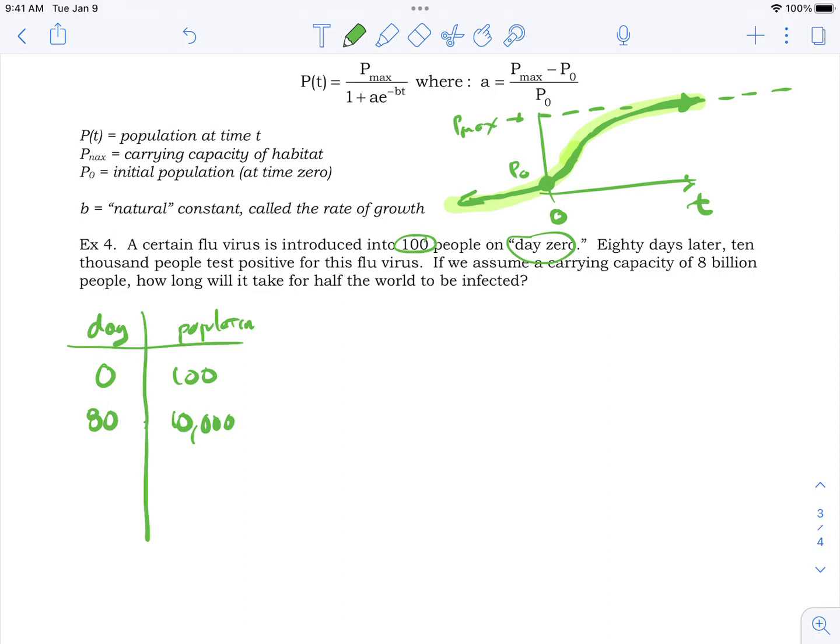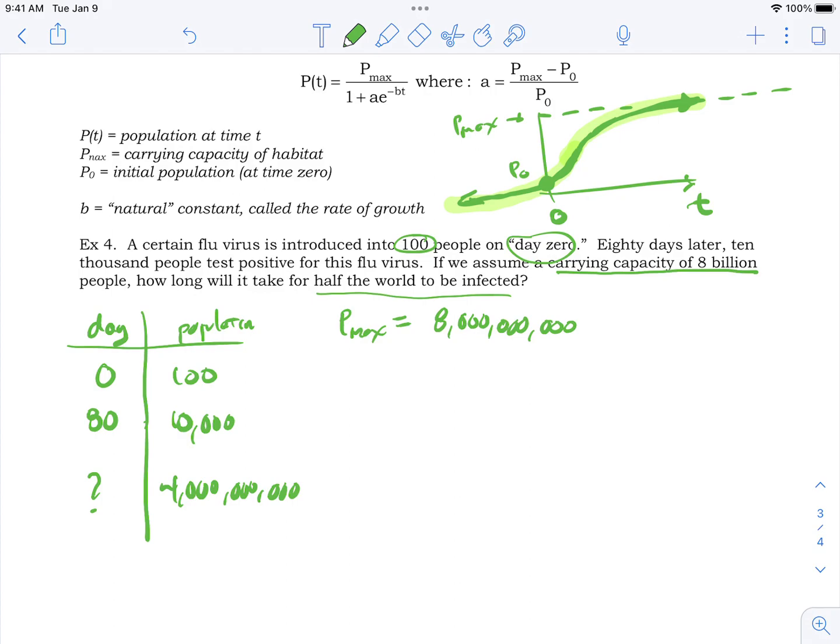I hope you know that. This is all just for fun. So we have 10,000 people on day 80. Now, we're going to assume a carrying capacity of 8 billion. That's saying that the Pmax is 8 billion, which is roughly the world population. Why not? Just do the whole world. And how long will it take for half the world to be infected? What day will it be when half the world is infected? Well, if the whole world is 8 billion, then we're wondering how long is it going to take for 4 billion to be infected, right?